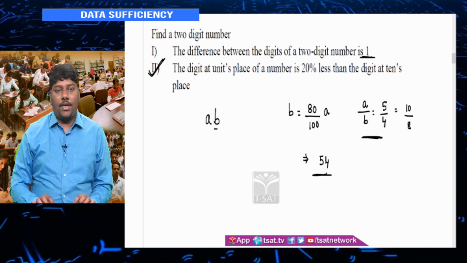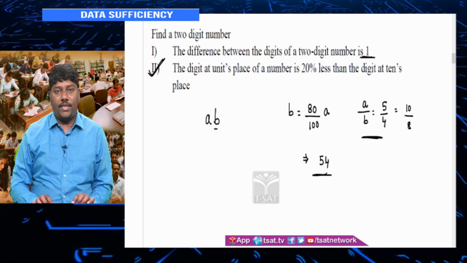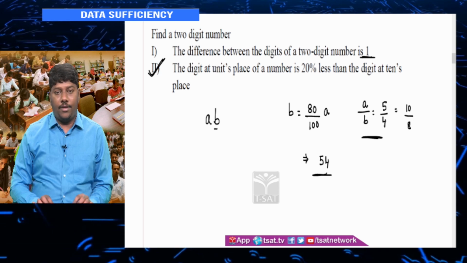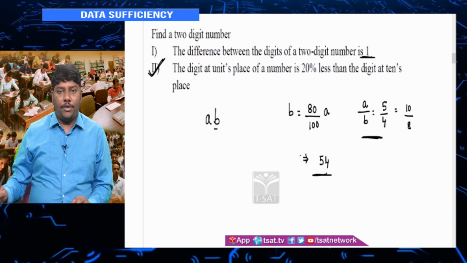So, the answer is only by using statement 2. Statement 2 alone is sufficient, 1 is not required. So, our answer is B. Okay, you don't need the information given in 1, because we can find out only by using 2.